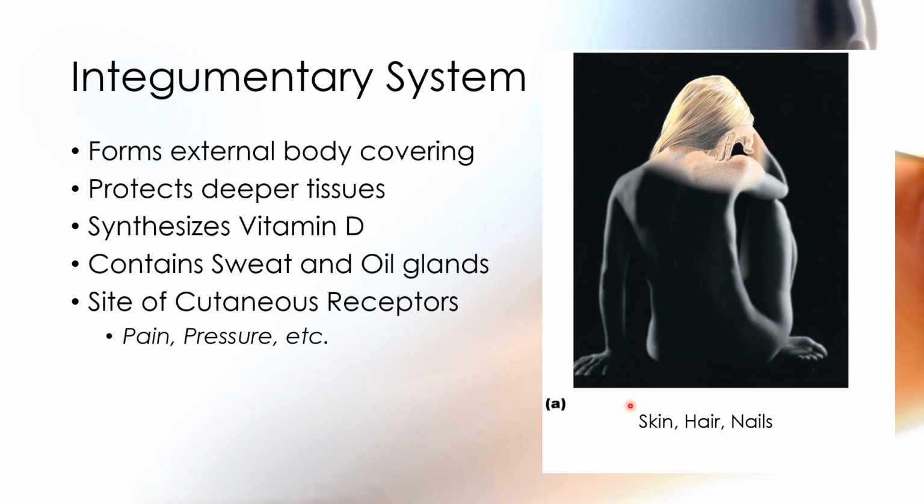Some functions of the integumentary system, besides protecting those deeper tissues: our skin synthesizes vitamin D, right? It uses that UV light and converts it into an active form of vitamin D that our body can utilize. The skin also contains sweat and oil glands. Sweat is important for thermoregulation, right? And oil keeps our skin healthy and protective.